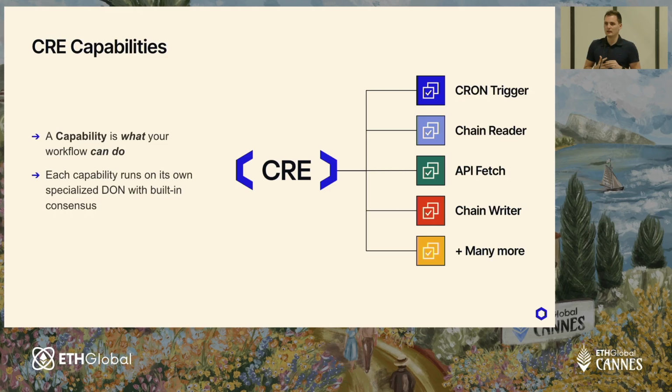Finally, capability. A capability is what your workflow can do. And each capability runs its own specialized DON with built-in consensus. It can read from chain, write to chain, make private HTTP requests, public HTTP requests, or orchestrate AI agents, and more. So this is what your workflow can do.